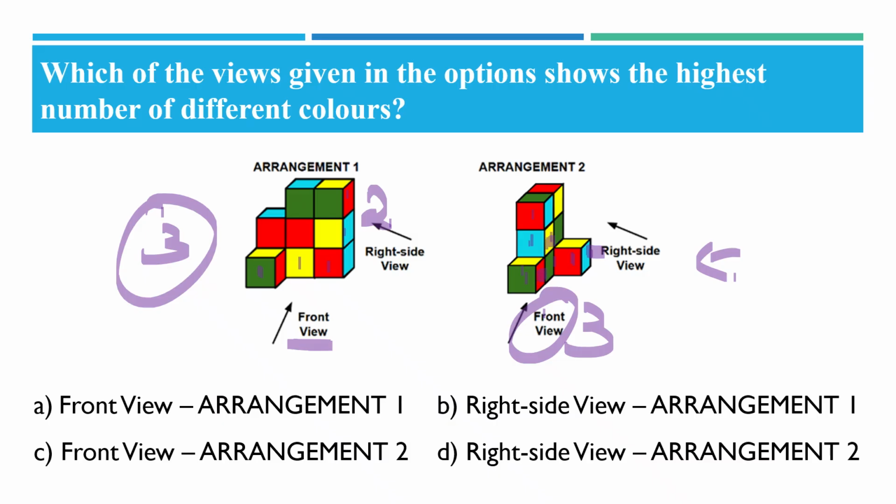Yeah, I see only three, blue, green, yellow. Oh, I missed this red. So it is totally four colors. So the right view of the second arrangement is the right answer. Arrangement 2 is the right answer. So I go with option D. Very good.